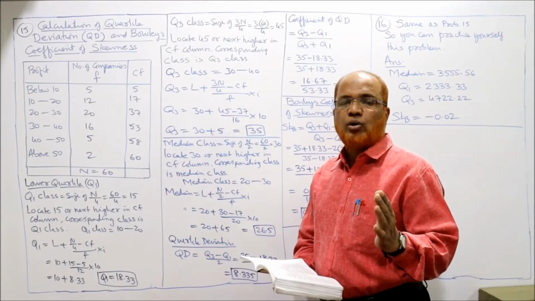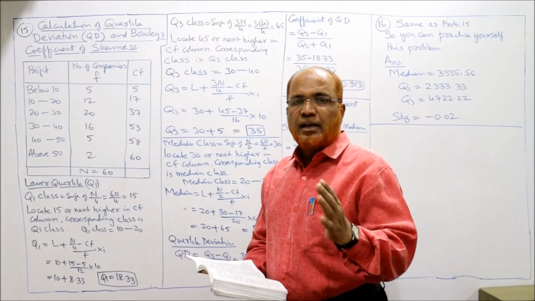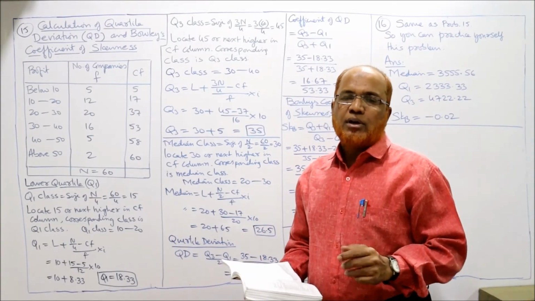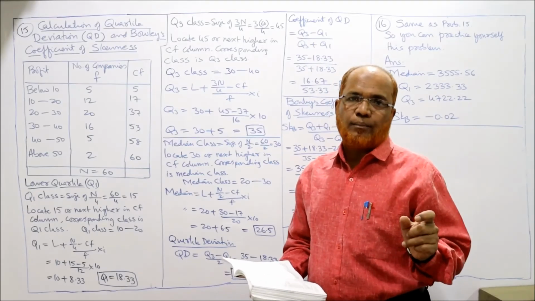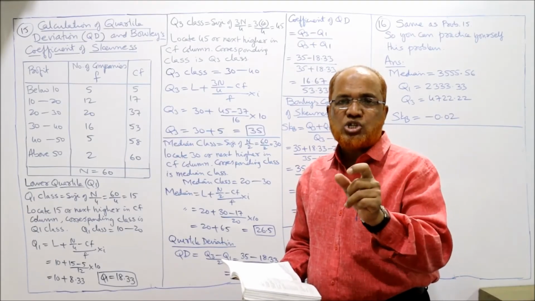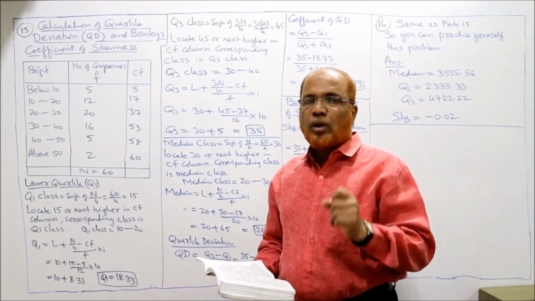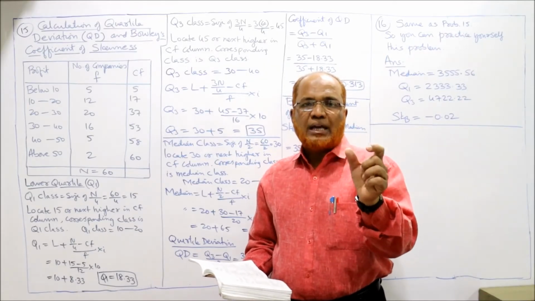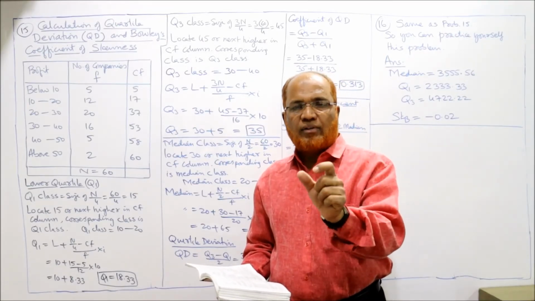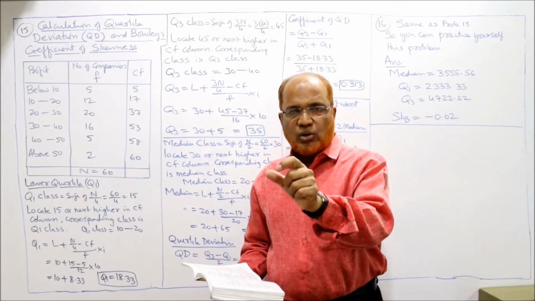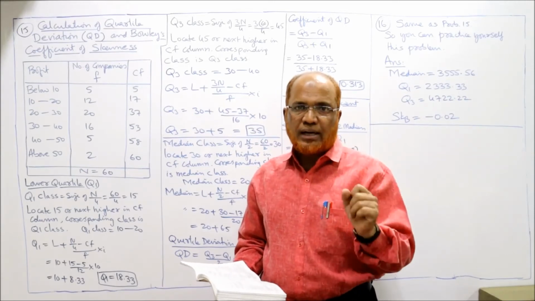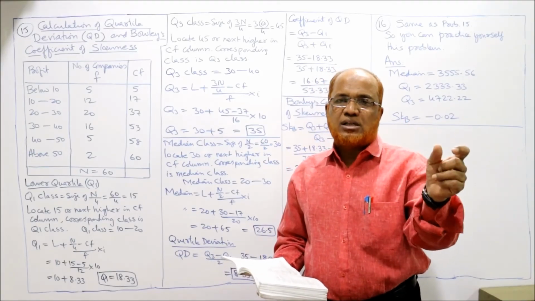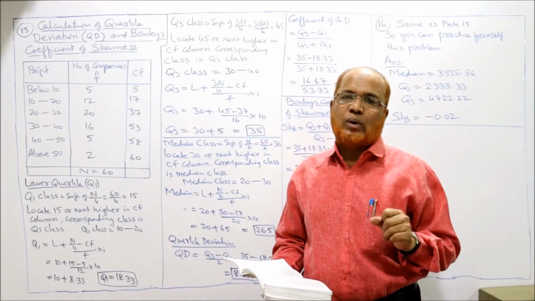In the previous video we have done dispersion. In dispersion, we have seen range, mean deviation, quartile deviation, standard deviation. So here the quartile deviation formula: we have to find out the coefficient of quartile deviation. If you remember, I'll recall the formula. QD is equal to Q3 minus Q1 divided by 2. This is the formula for quartile deviation. And if you want coefficient of quartile deviation, Q3 minus Q1 divided by Q3 plus Q1.